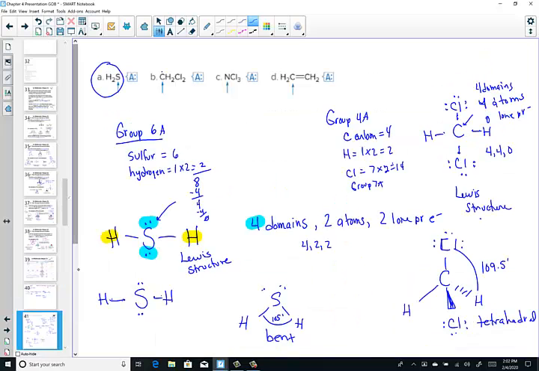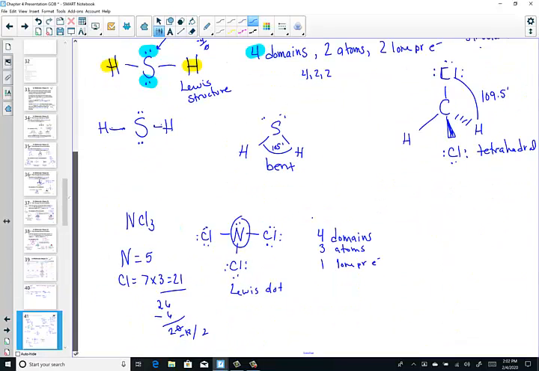So the nitrogen in the center, with its pair of electrons, and leading down would be a chlorine. Coming out of the page would be the next chlorine. And going behind the page would be the third chlorine. And these bond angles are approximately 107 degrees.